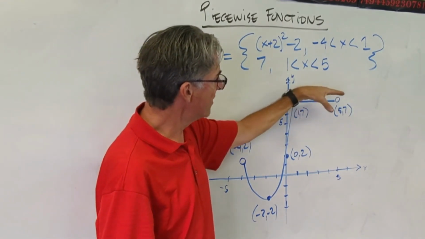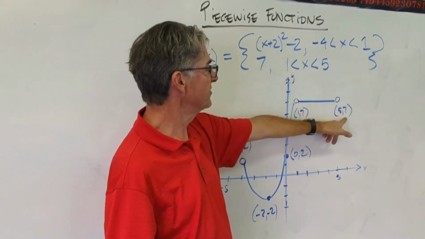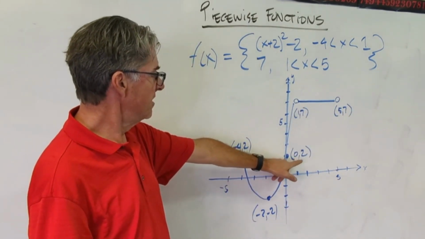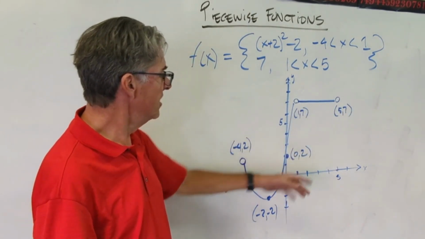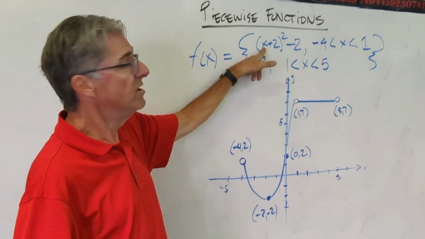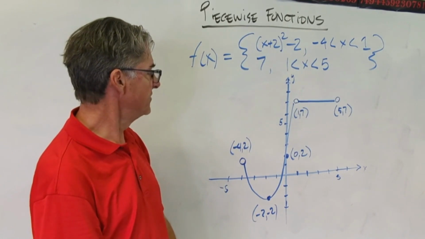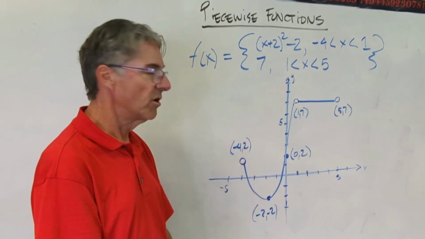Now we go all the way over to 5. We're going to stay with y equals 7. So that one's 5, 7. And then my y-intercept is 0, 2. That happens when I put 0 in for x. I'm going to get 4 minus 2, which is 2. So that's that point, 0, 2.